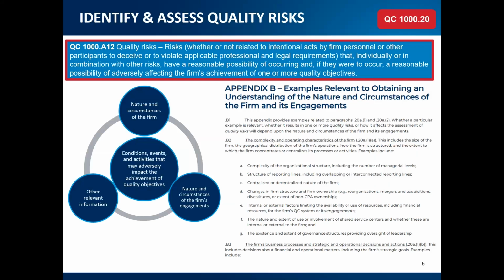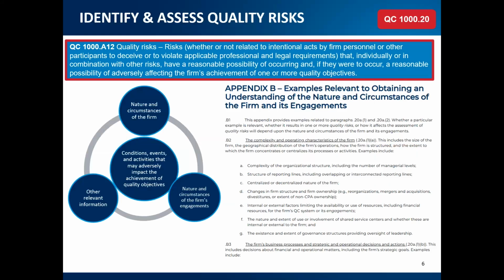There's also an example in Appendix B related to mergers, acquisitions, and divestitures. And if there was a merger or acquisition within a firm, this could impact many different quality objectives of the firm's QC system, including but not limited to those related to the ethics and independence components, the acceptance and continuance of engagements, and the resources of the firm, including the firm's policies and procedures, methodologies, and standardized documentation templates.